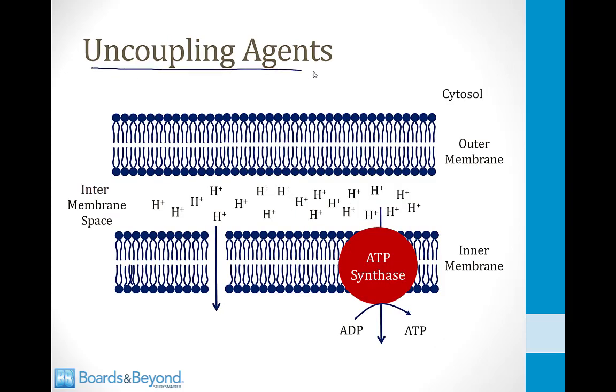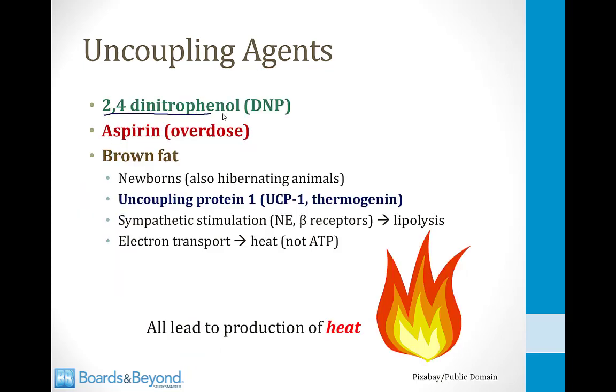Now let's talk about uncoupling agents, and the way I think of these is that they essentially poke a hole in the inner membrane so that all those protons leak back out and they can't be used by ATP synthase to generate ATP. 2,4-dinitrophenol, or DNP, is used in research labs to uncouple oxidative phosphorylation. You can also uncouple oxidative phosphorylation if you take an overdose of aspirin. Patients who overdose on aspirin often have a fever, and the reason they have a fever is because you have uncoupled oxidative phosphorylation, and all those hydrogen ions that are leaking out are generating heat.